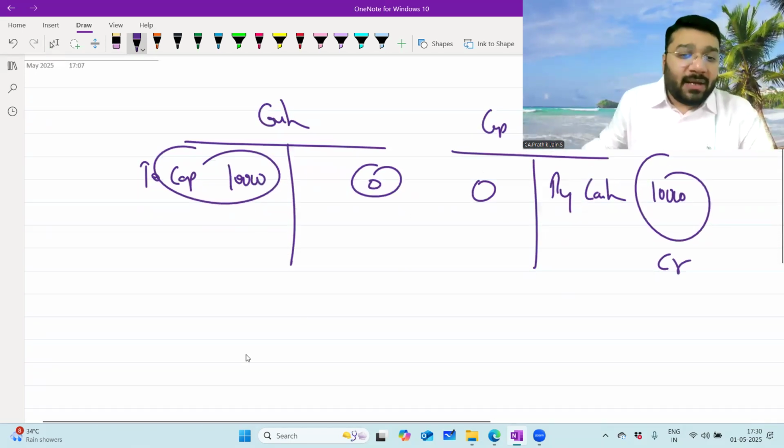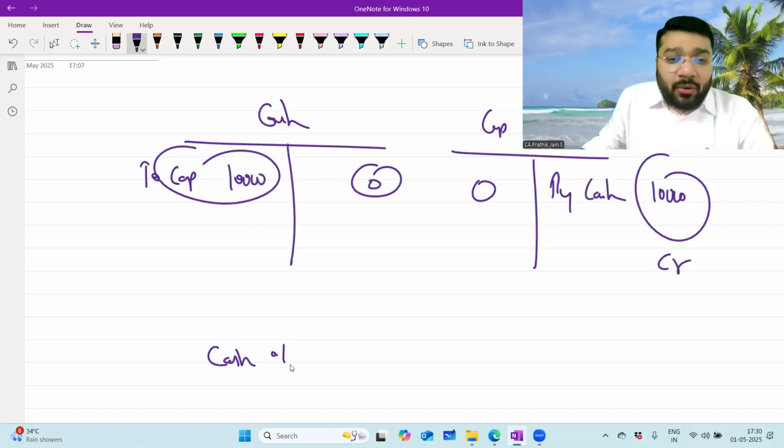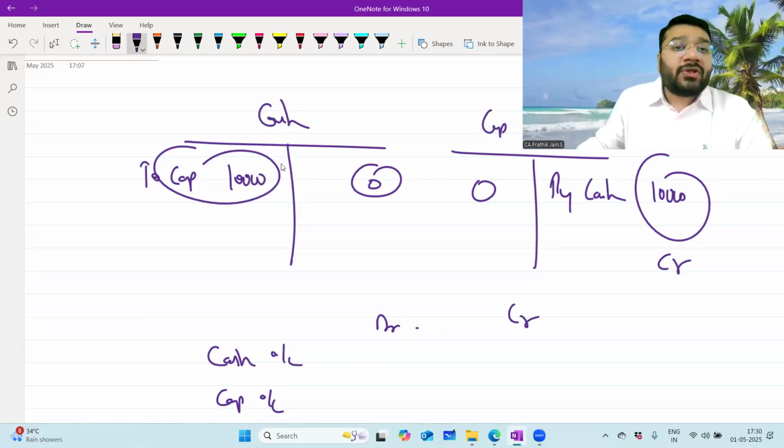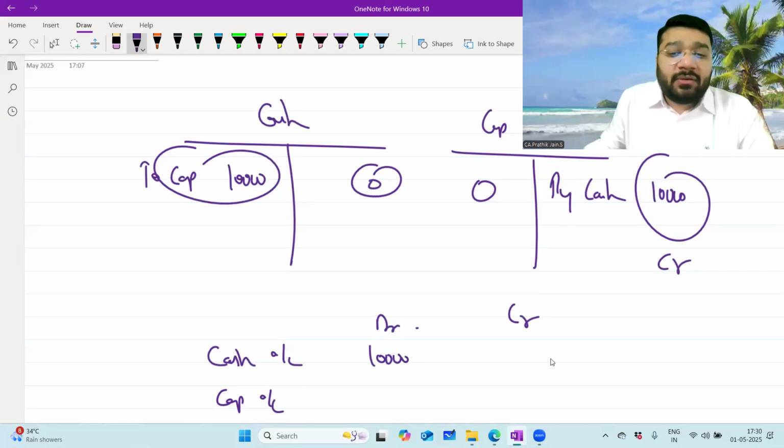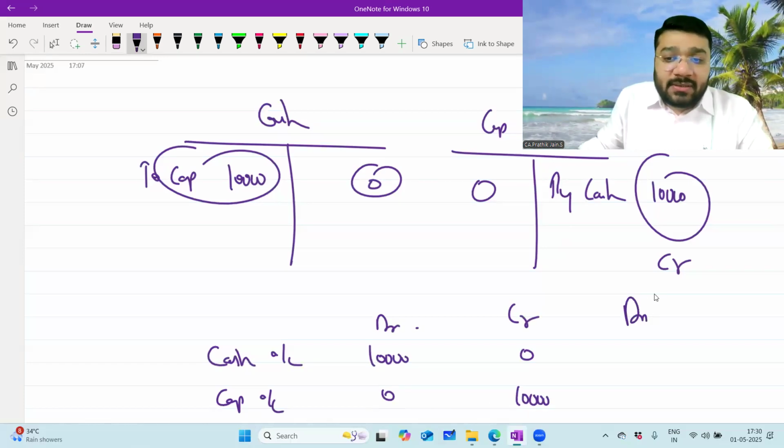Now I'm opening the trial balance. One account is cash account, second is capital account. Debit column, credit column. So cash debit column is 10,000, credit column is 0. In capital, debit column is 0, credit column is 10,000. Difference.